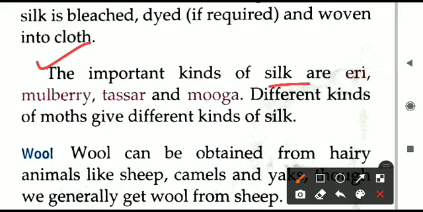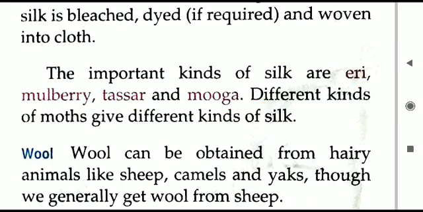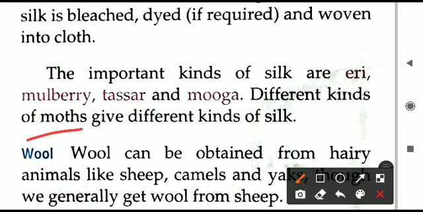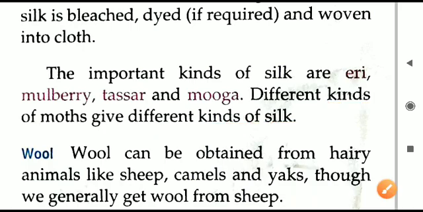There are certain varieties of silk clothes. First is eri, next is mulberry silk, then tussar silk, and then muga silk. All these are different kinds of silk. They depend upon the type of moth which is producing the silk. According to that, different kinds of silk can be obtained. So that is all about silk and its production that we have seen.